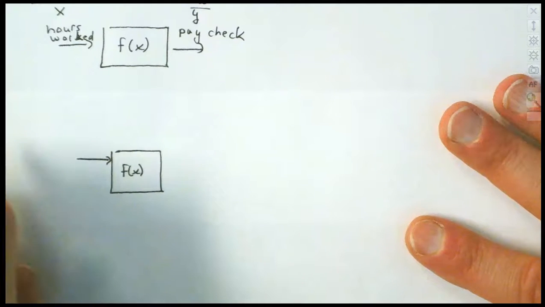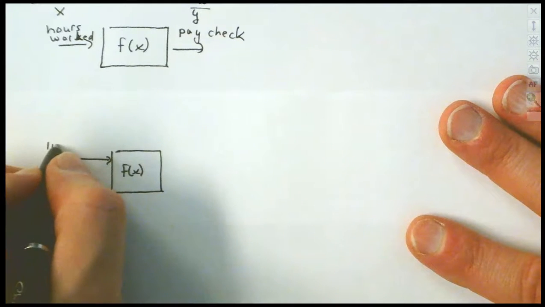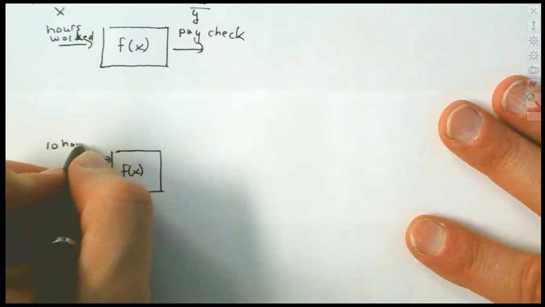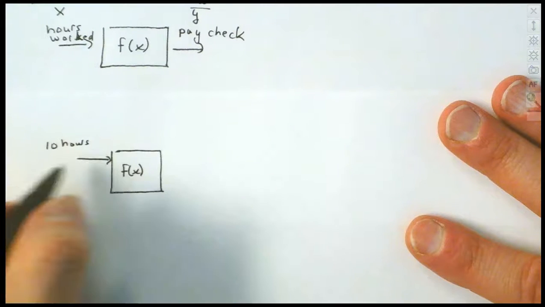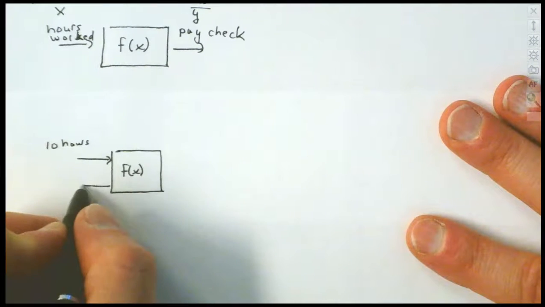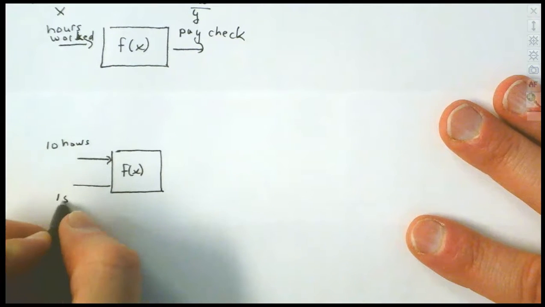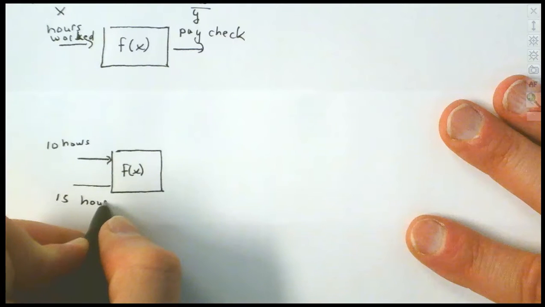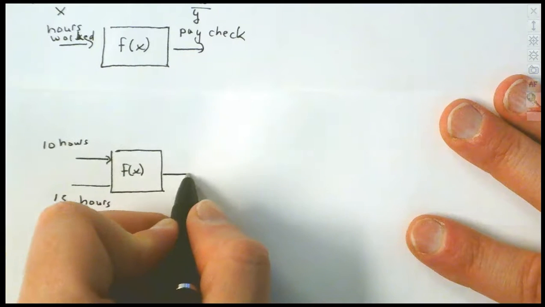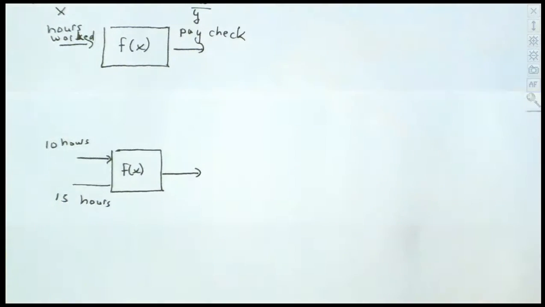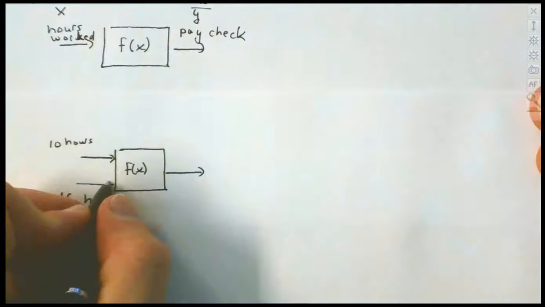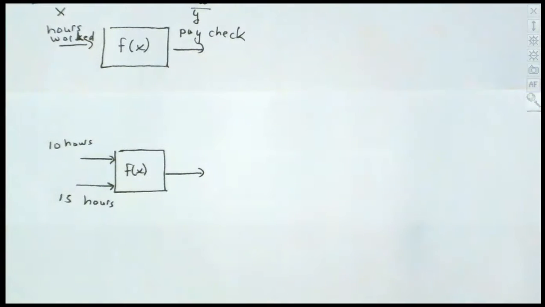Okay, so let's say we have somebody and they work 10 hours. And someone else works 15 hours. And they get paid the same amount. Now, can this happen? Yes. How can they both get paid? Let's say one works for $10 an hour and one works for $15. So they can get the same amount, right? That can happen.